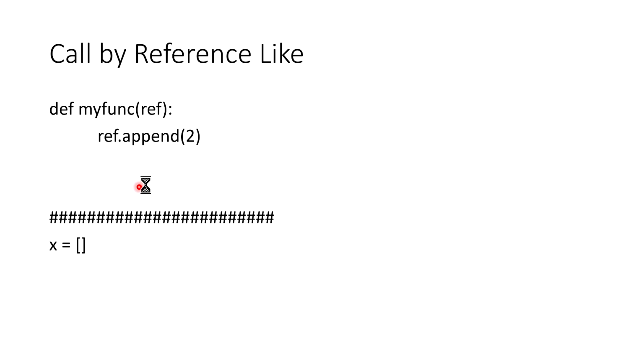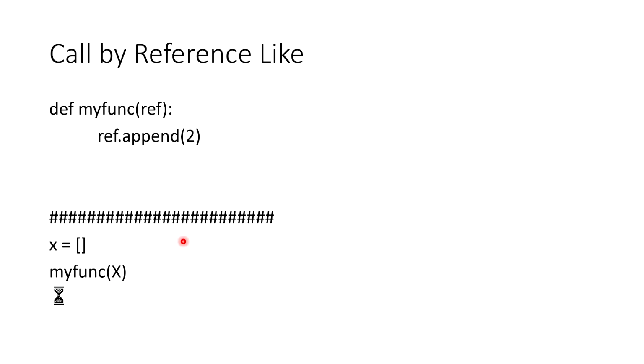Okay, so how about the call by reference like in Python? So here we define the function with the argument reference, or ref. Then we assume the reference is a list, so we append 2 to it. In the main function, you create an empty list, and then call myfunc x, passing the list over.